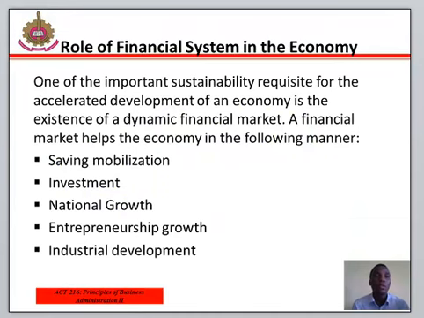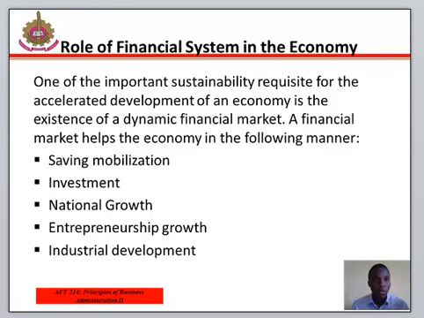Roles of financial system in the economy. One of the important sustainability requisites for the accelerated development of an economy is the existence of a dynamic financial market. The financial market helps the economy in the following manner: 1. Saving mobilization. 2. Investment. 3. National growth. 4. Entrepreneurship growth. 5. Industrial development.